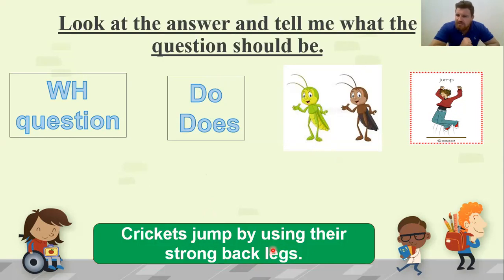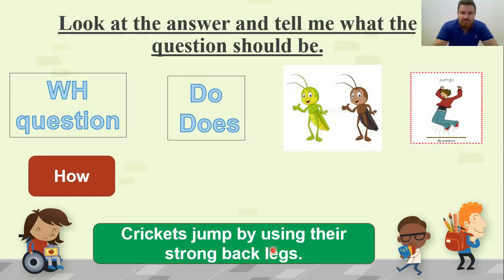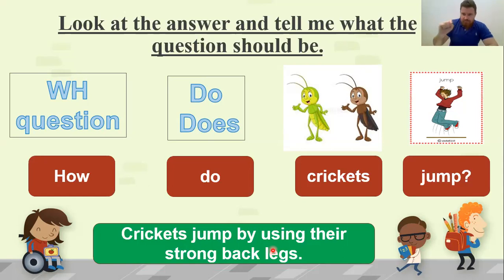So what do you think the question should be? Do you think it should be what do crickets jump? No. Do you think it should be where do crickets jump? No. Then the answer would be crickets jump in the grass. Do you think it should be, let's see, when do crickets jump? Then no, it would be crickets jump all day. But it says crickets jump by using their strong back legs. Okay, so it must be how. How do crickets jump? Okay, how? Remember two crickets, so we use do, crickets, the verb with the question mark.